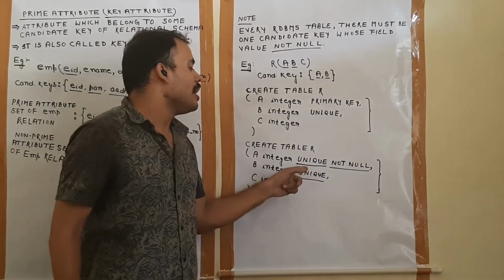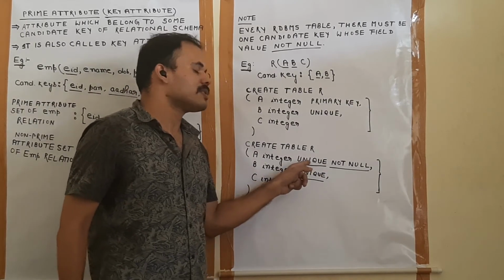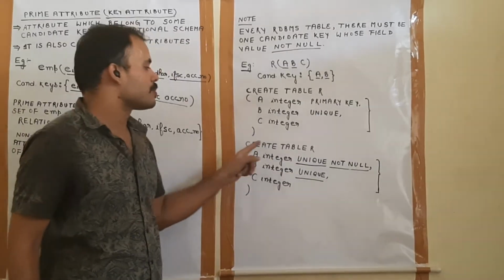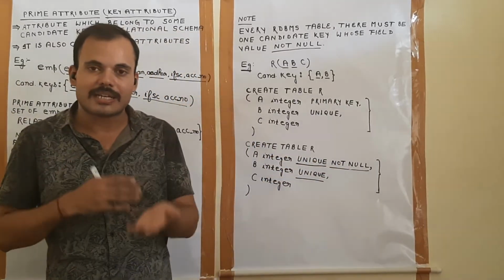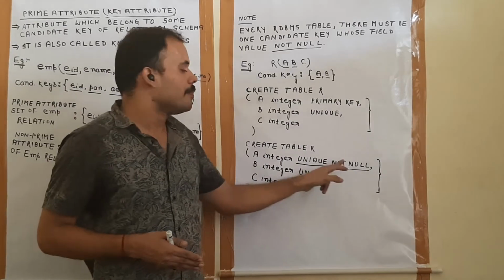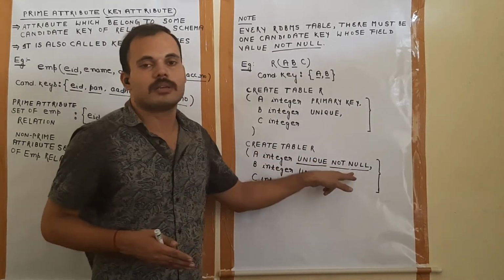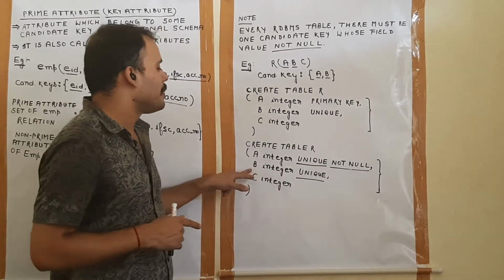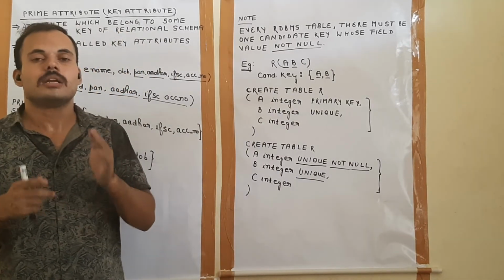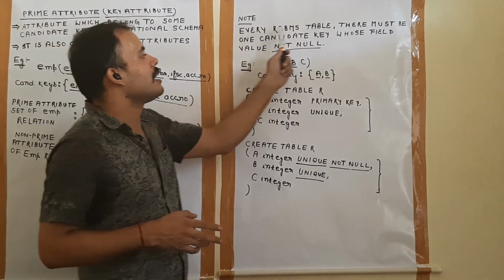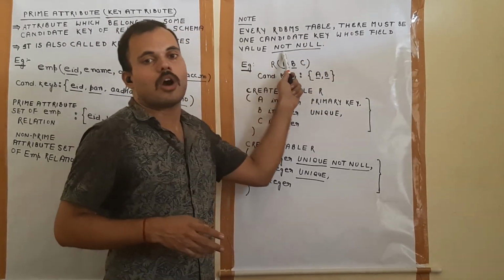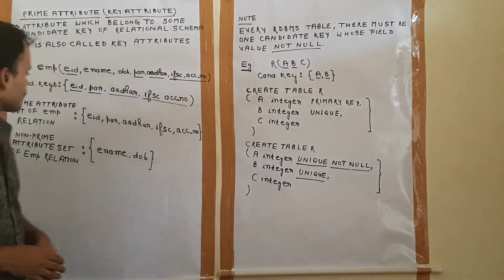So we have made, with the unique keyword, the alternative key not null. So there is a candidate key whose field value is not null. Alternative key is a candidate key, but in alternative keys nulls are allowed, so we have put not null. And B is the only other alternative key, means it is a candidate key whose field value nulls are allowed. So in every DBMS table, there must be one candidate key whose field value is not null. Understood? See. Thank you.